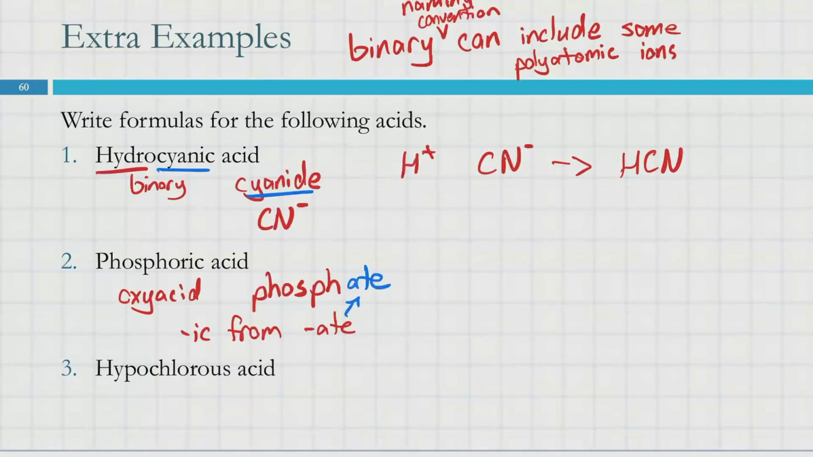So phosphate, we would look at our green sheet. Phosphate is PO4 3 minus. And we would be pairing this with H plus. So we need 3 hydrogens in front, H3PO4.